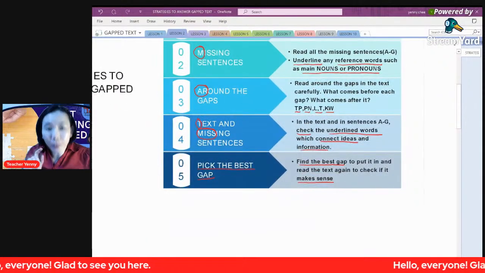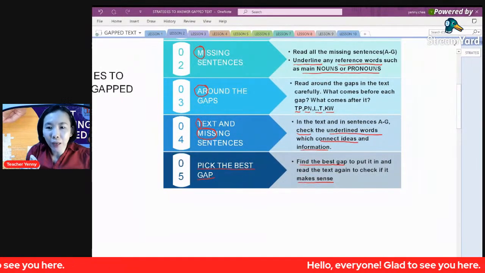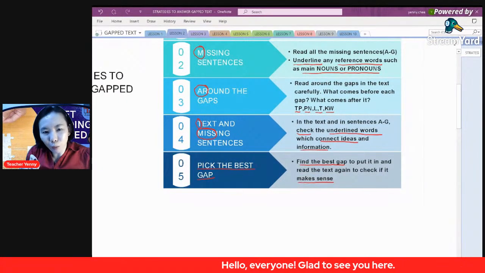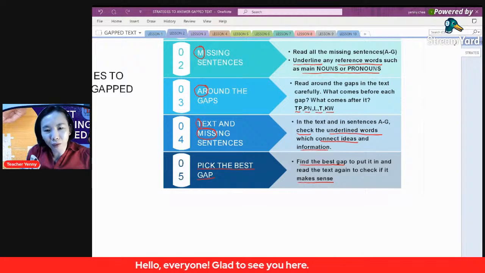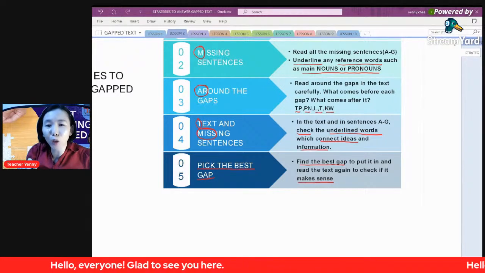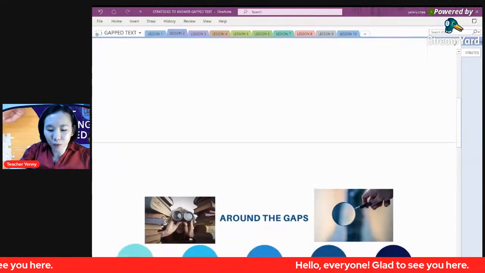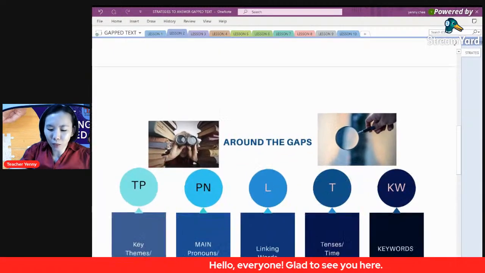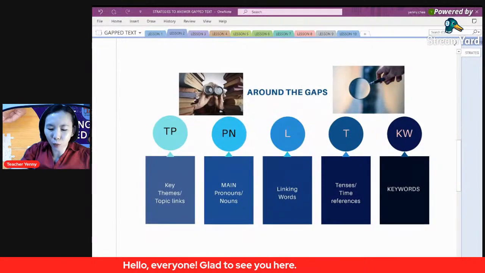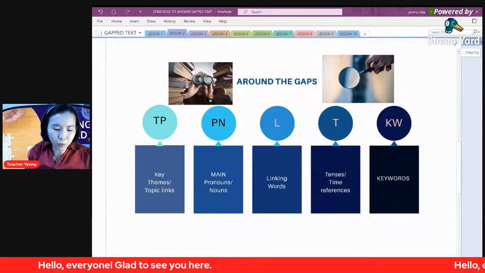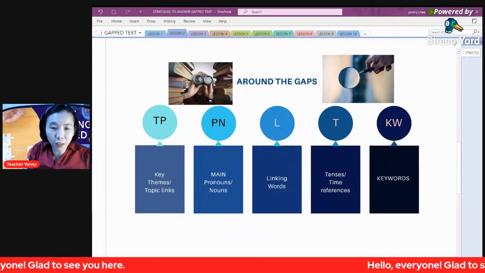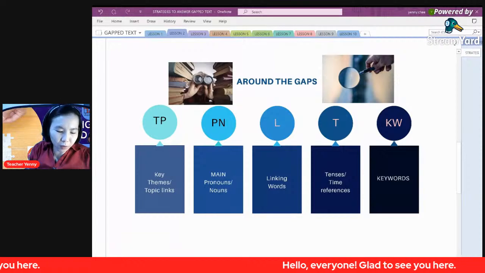Later, I will show you an example, and I would like some of you to join me here in the broadcast studio because I want you to share your answers as well. We still have time, right? So around the gaps, what do you need to underline or highlight? You need to underline TP, PN, LT, KW. So what are all those things?